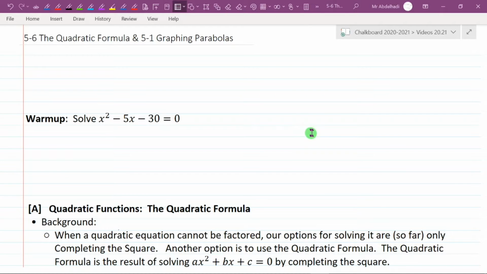Okay, welcome back. Today we're going to talk about the quadratic formula and graphing parabolas, sort of a two-in-one lesson. So let's get started. We're going to start off by trying to solve an equation here.